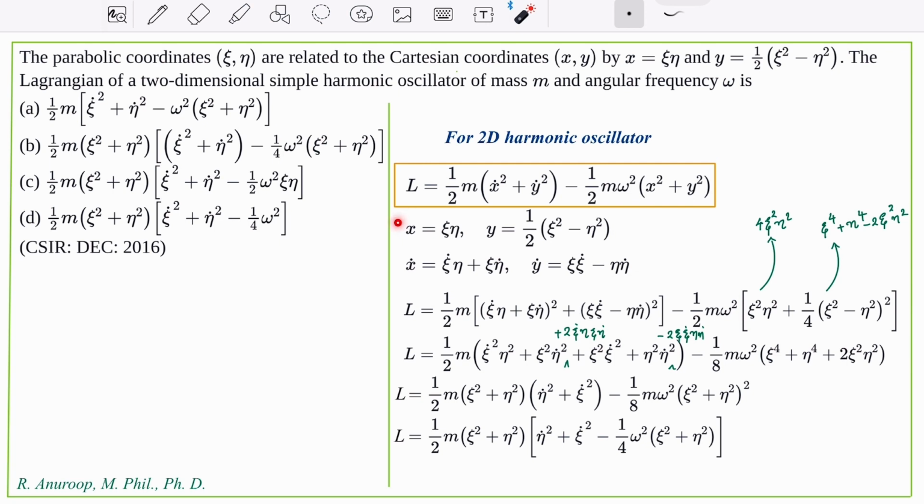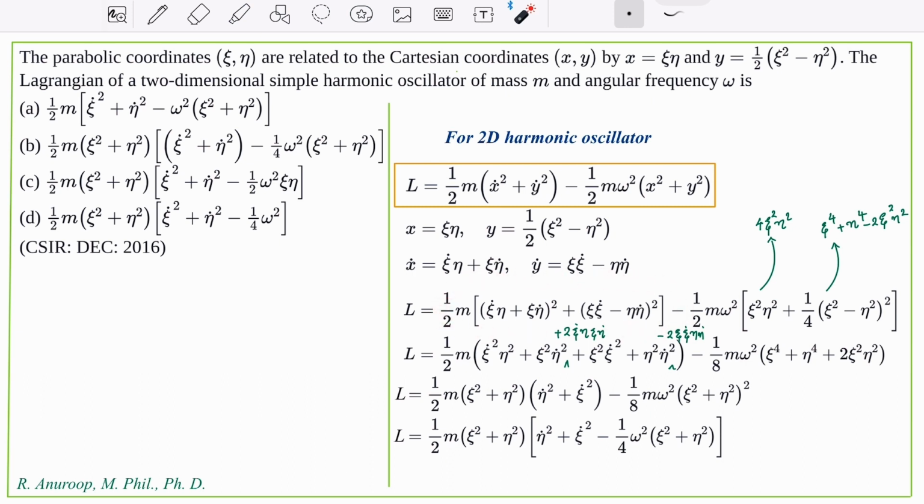Now let us substitute the values of x dot and y dot in the expression for the Lagrangian. We have L is equal to half m. The first term is x dot square. We have x dot is psi dot eta plus psi eta dot. Therefore, the first term is (psi dot eta plus psi eta dot) square, plus the second term, y dot square. What is y dot? y dot is psi dot minus eta dot. Therefore, the second term is (psi dot minus eta dot) square. This is the first term, that is the kinetic energy term.